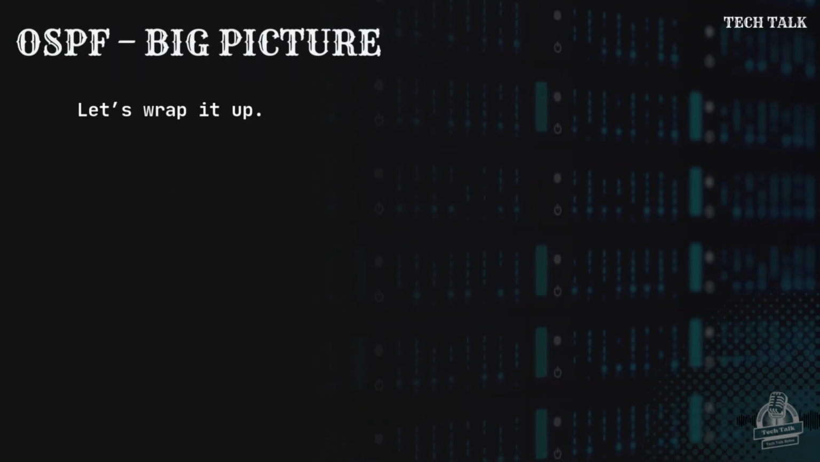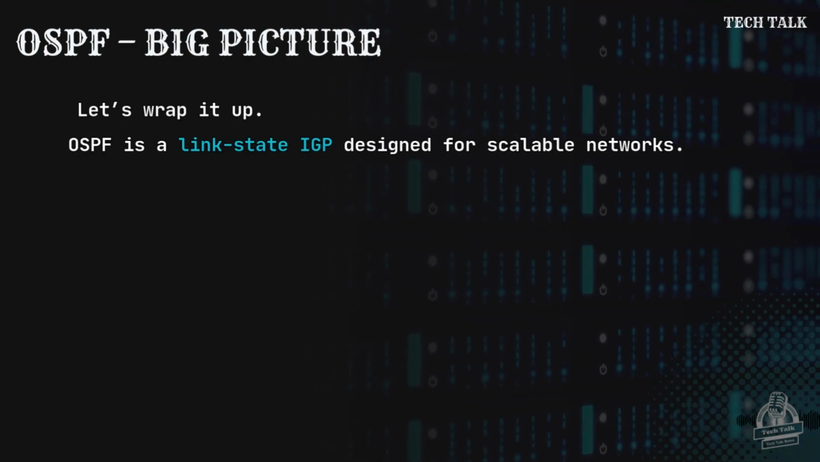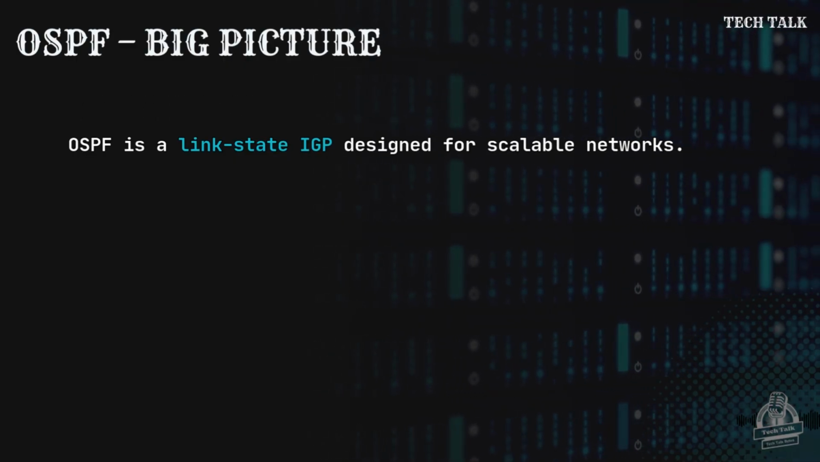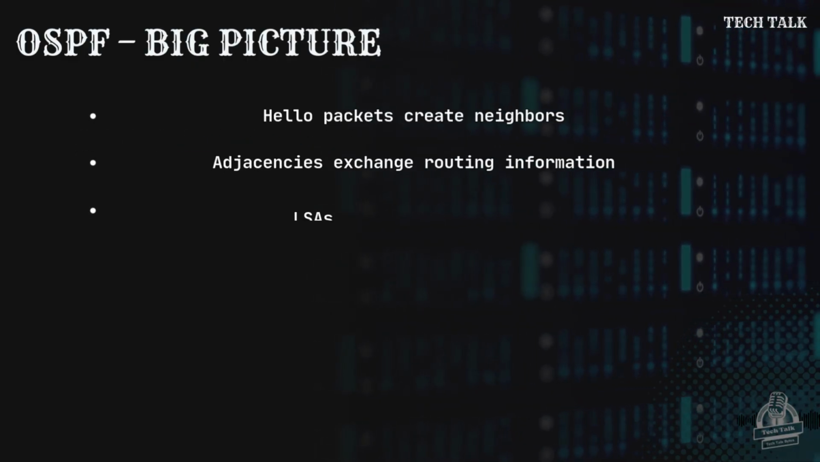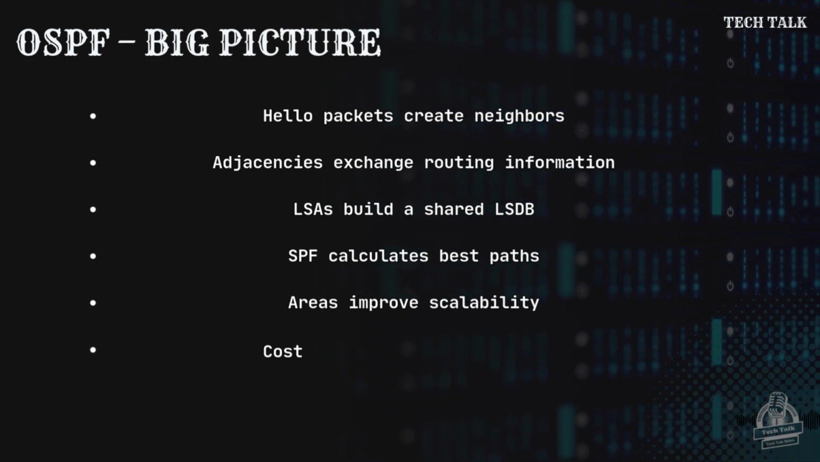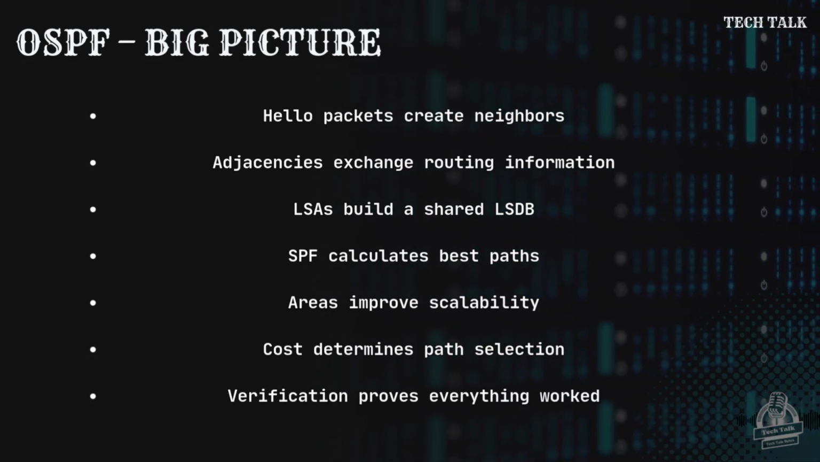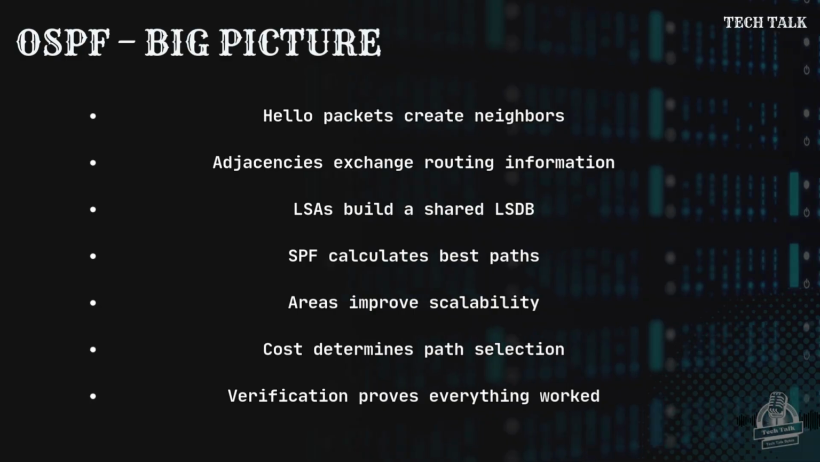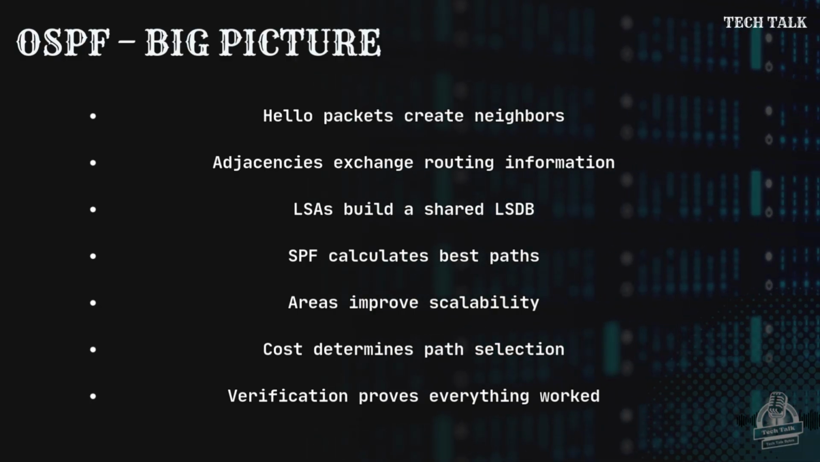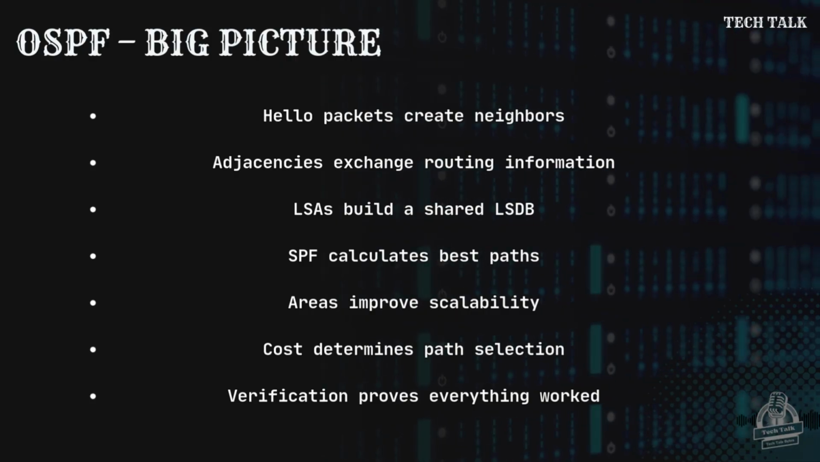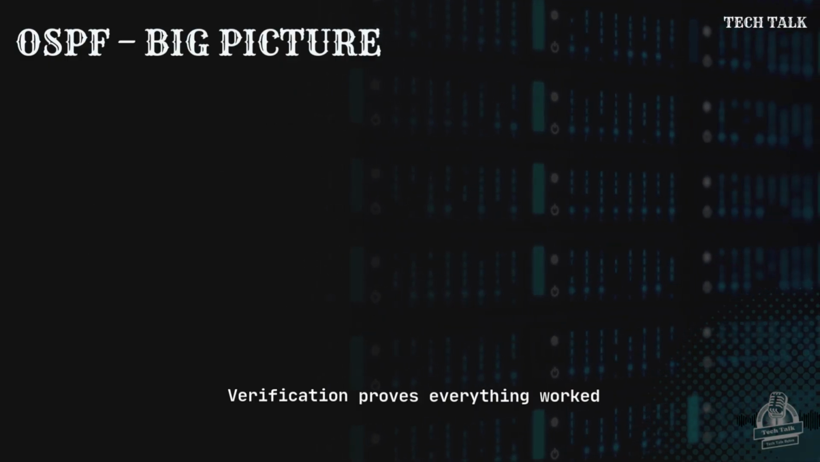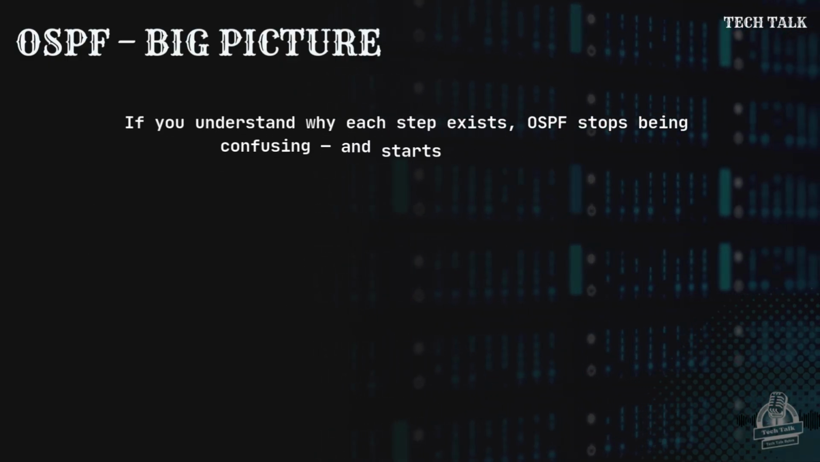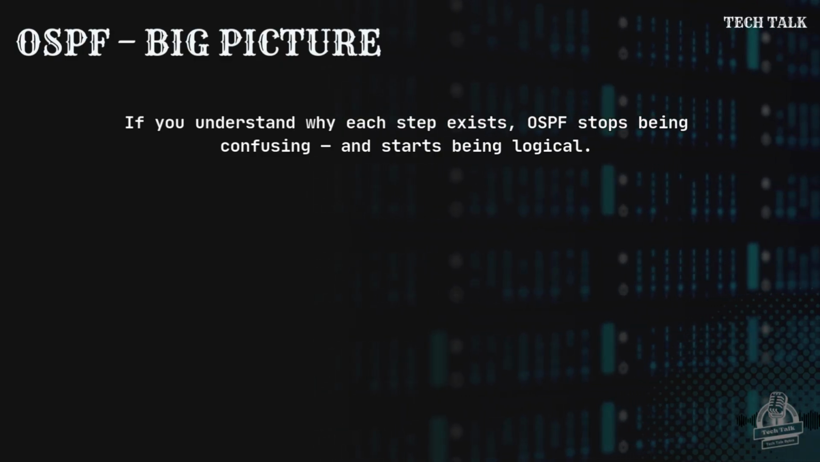Alright, we're here at the end. Let's do one final wrap-up. OSPF is a link state IGP designed for scalable networks. Hello packets create neighbors. Adjacencies exchange routing information. LSAs build a shared LSDB. SPF calculates best paths. Areas improve scalability. Cost determines path selection. Verification proves everything worked. If you understand why each step exists, OSPF stops being confusing and starts being logical.